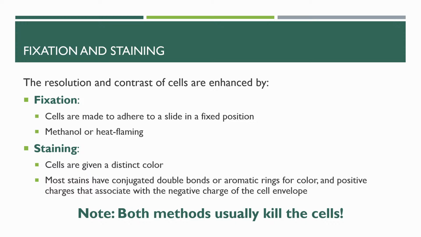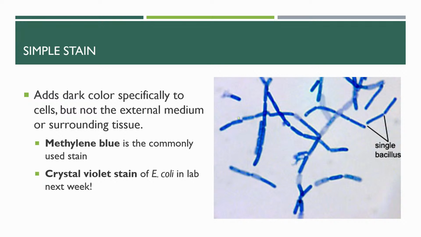And then once you do that, you fix them to the slide, you can then stain them, and then the stain gives them a distinct color. And then we don't have to know the stain and how it works, but these two methods usually will kill the cells. So the first type of stain that we're going to use is a simple stain. A simple stain is just a simple one color, a dark color that specifically binds to the cells, but it doesn't bind to the external media or the surrounding tissue. Methylene blue is one of the commonly used stains. Crystal violet is another one. We're going to be using crystal violet staining in lab on Tuesday.